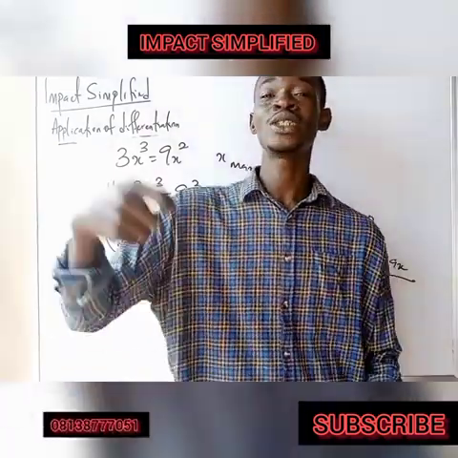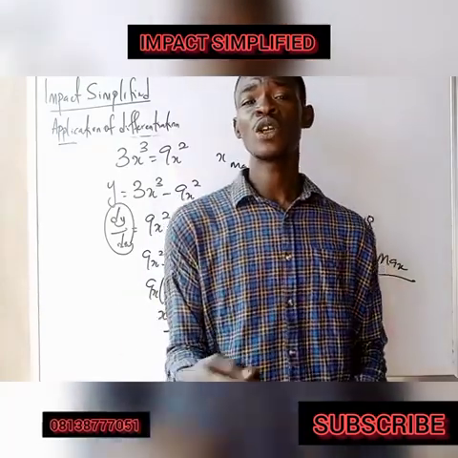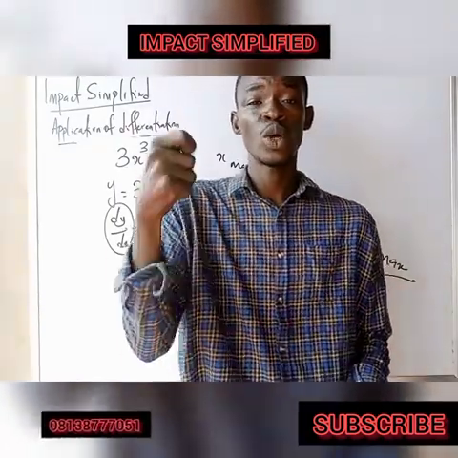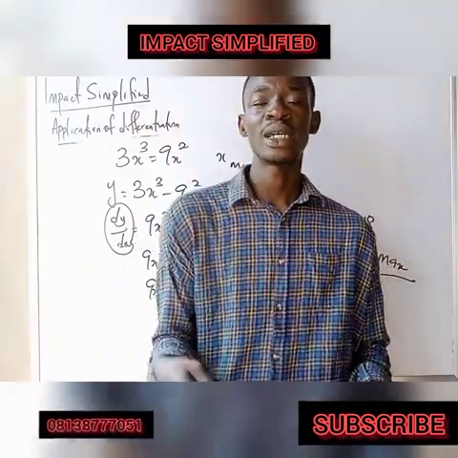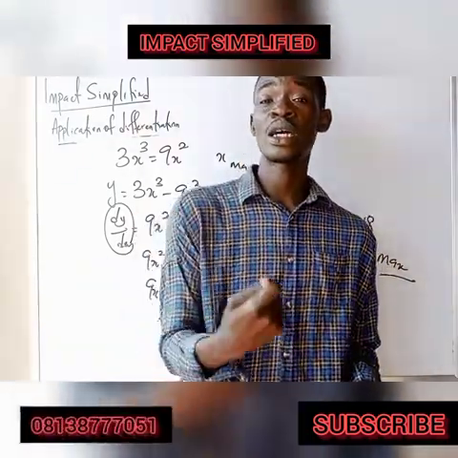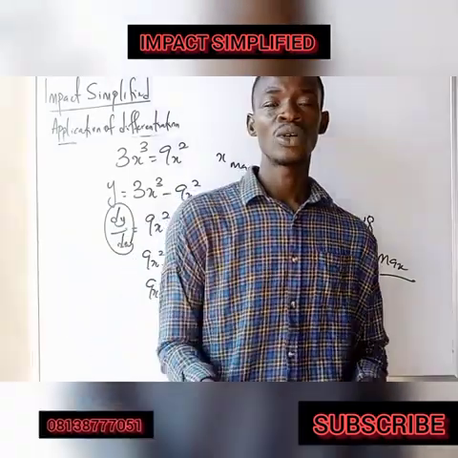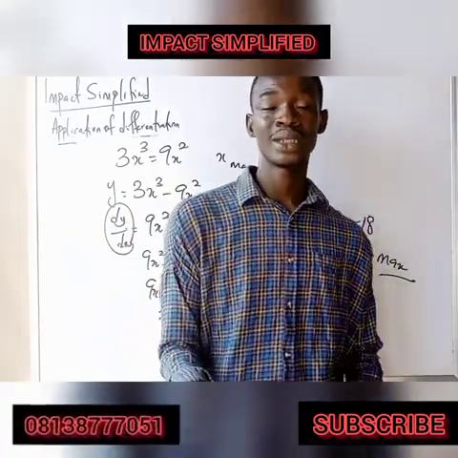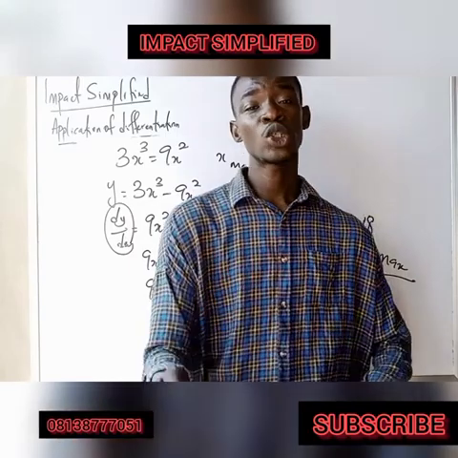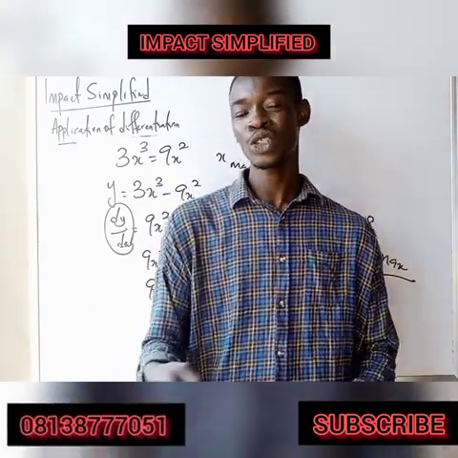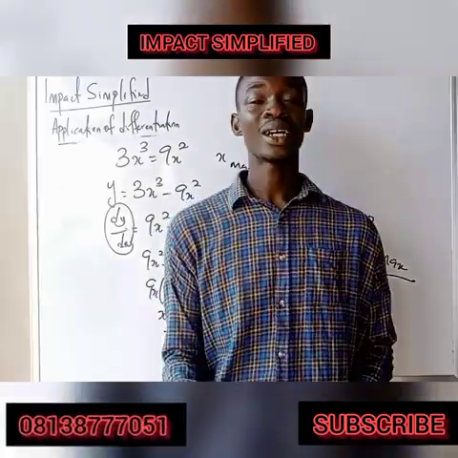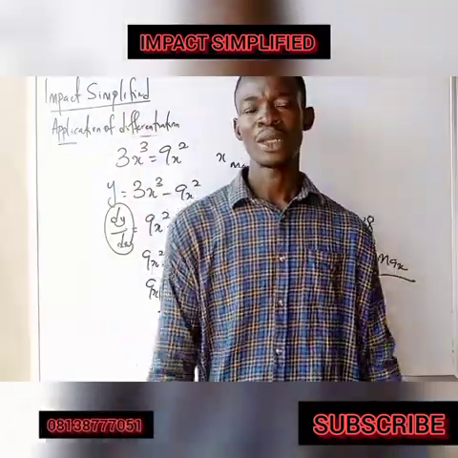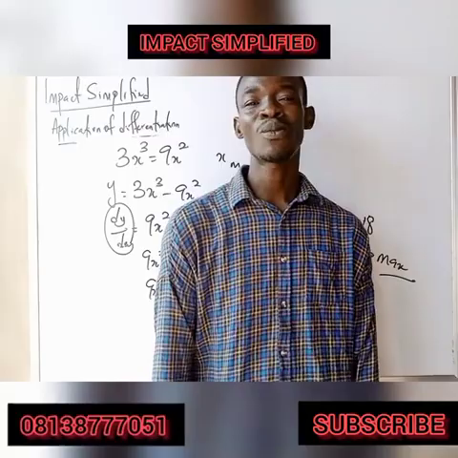You differentiate your dy dx again to have what? d squared y over what? dx squared. You insert a value of x inside. And if your d squared y over dx squared is greater than 0, the point you are inserting is what? It is a minimum point. And if your d squared y over dx squared is what? Is less than 0, that means the point we are inserting is what? Is the maximum point.